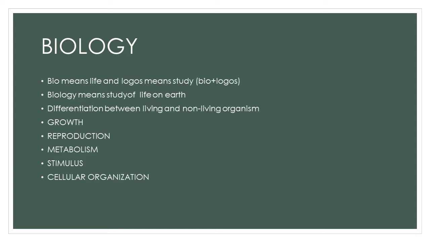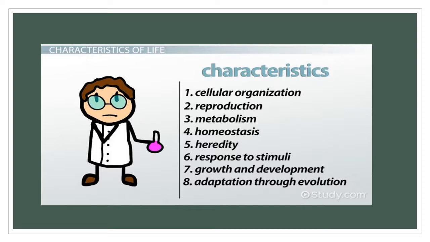Now, how are you going to differentiate between living and non-living organisms? Characteristics like growth, reproduction, metabolism, stimulus and cellular organization are the factors by which we differentiate the living and the non-living organism. But now that you are in class 11, there is a big change. These are the characteristics: cellular organization, reproduction, metabolism, homeostasis, that is the maintenance of body temperature, heredity, response to stimuli, growth and development, and adaptation through evolution through genetics.